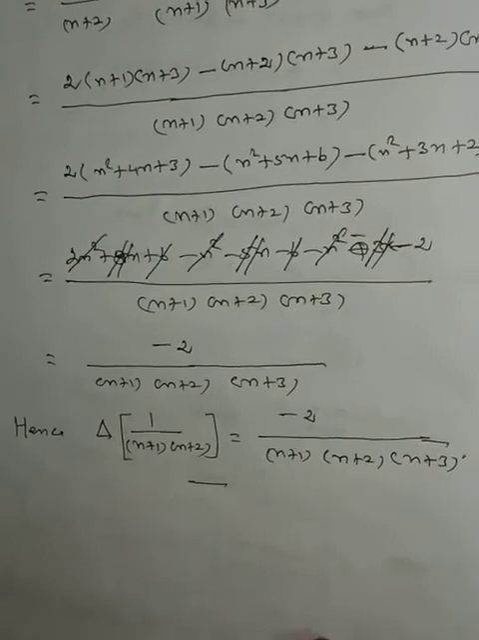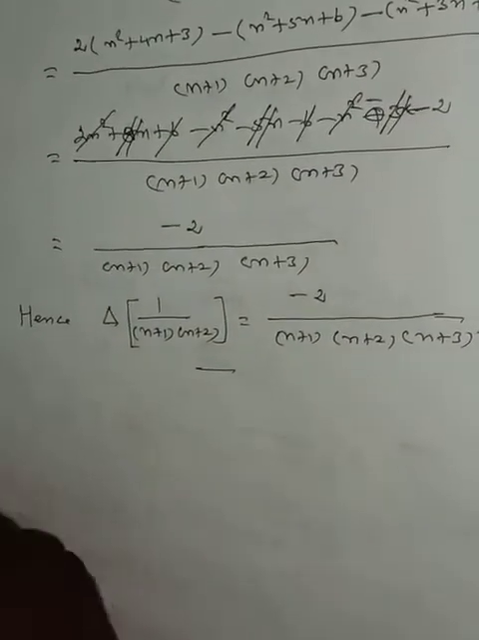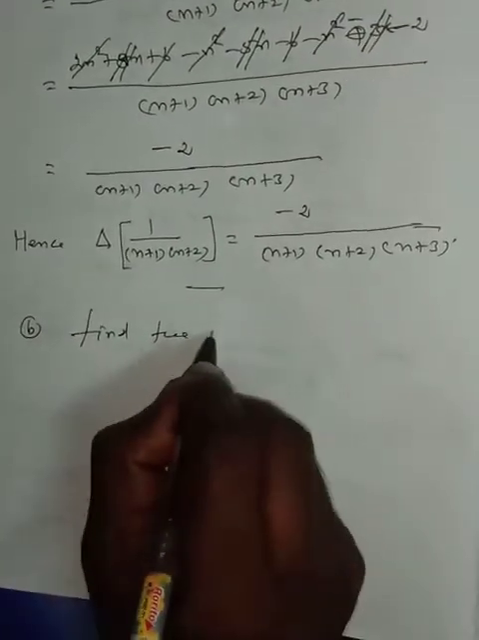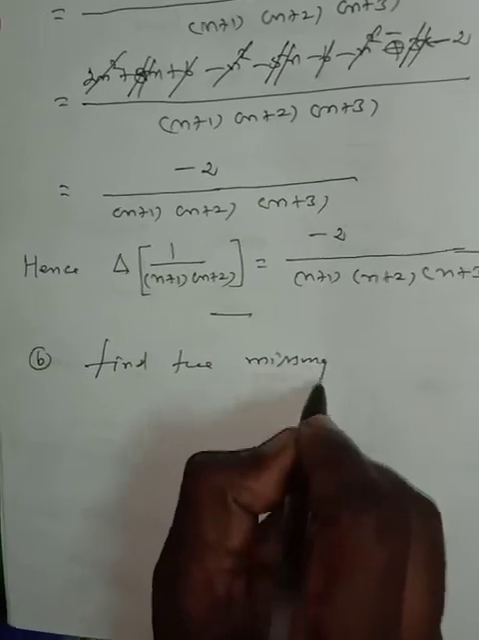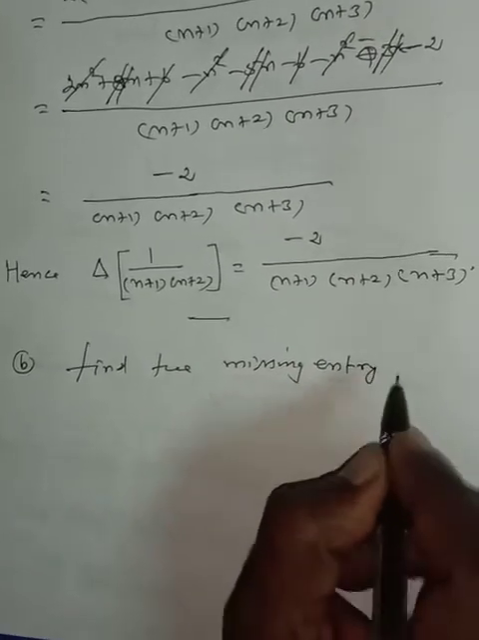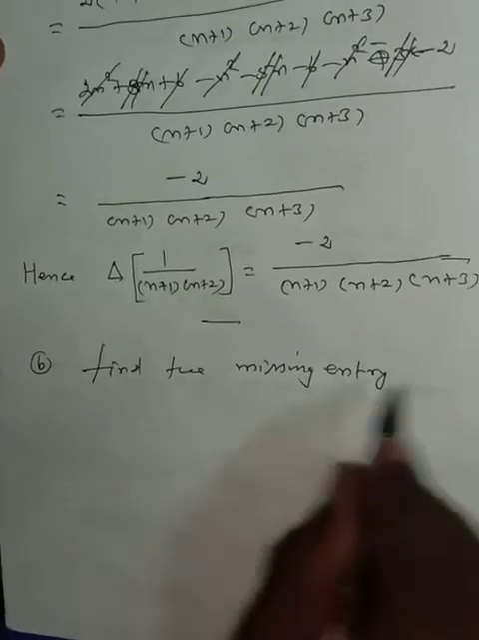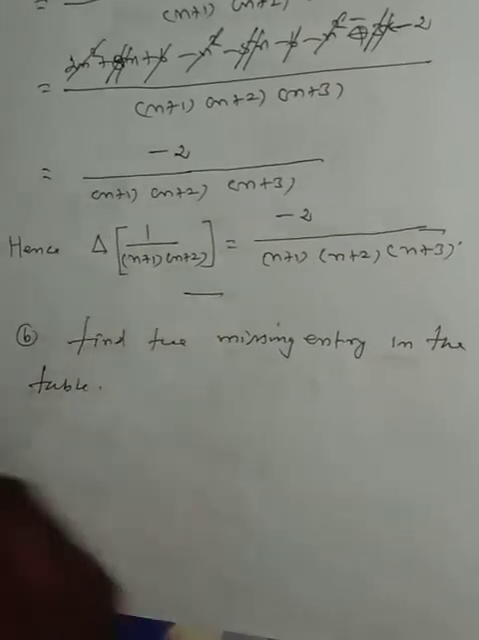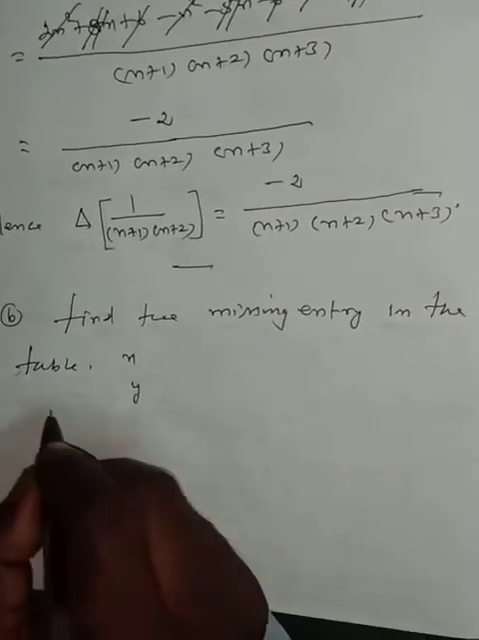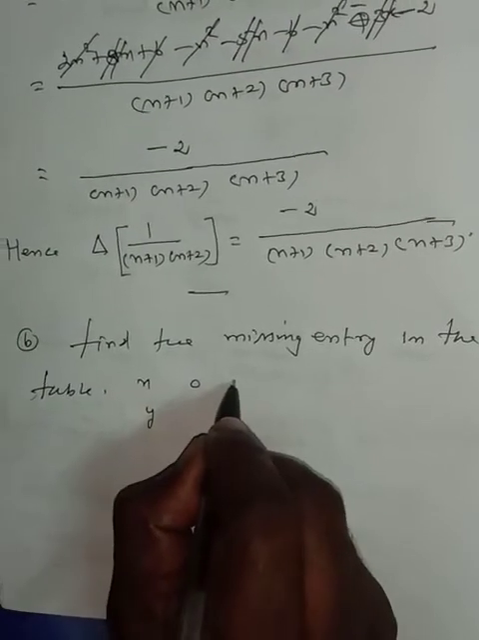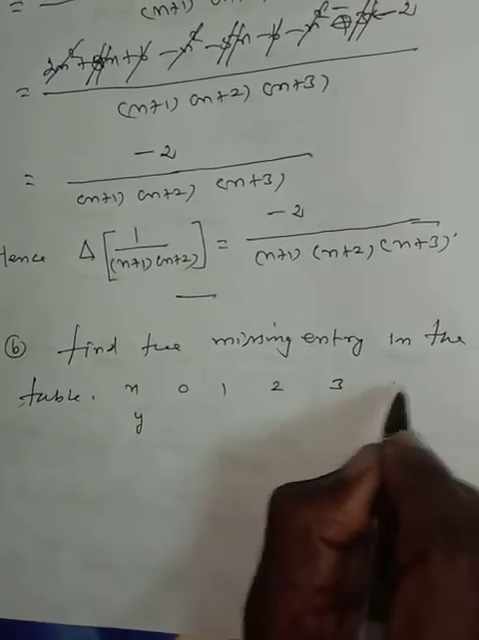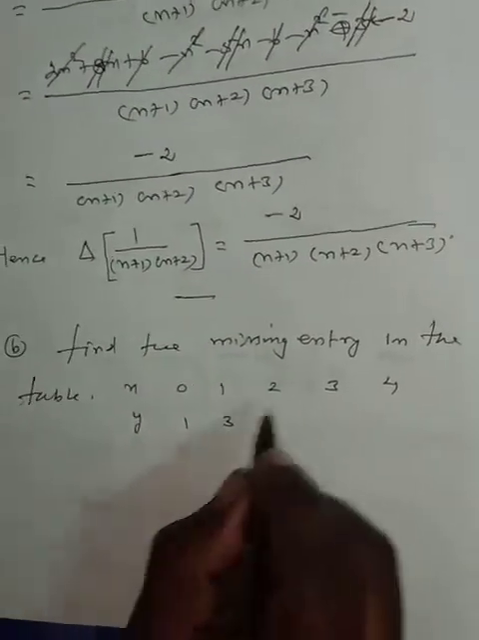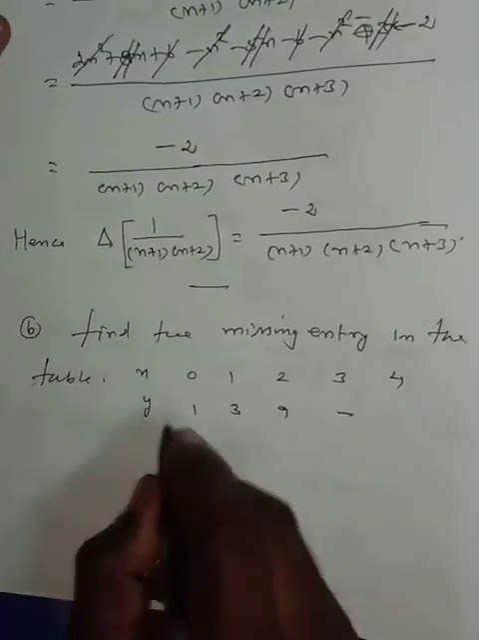Okay, the sum is over. Next, find the missing entry. Sum number 6: find the missing entry in the following table. X: 0, 1, 2, 3, 4. Y: 1, 3, 9, missing, 81.